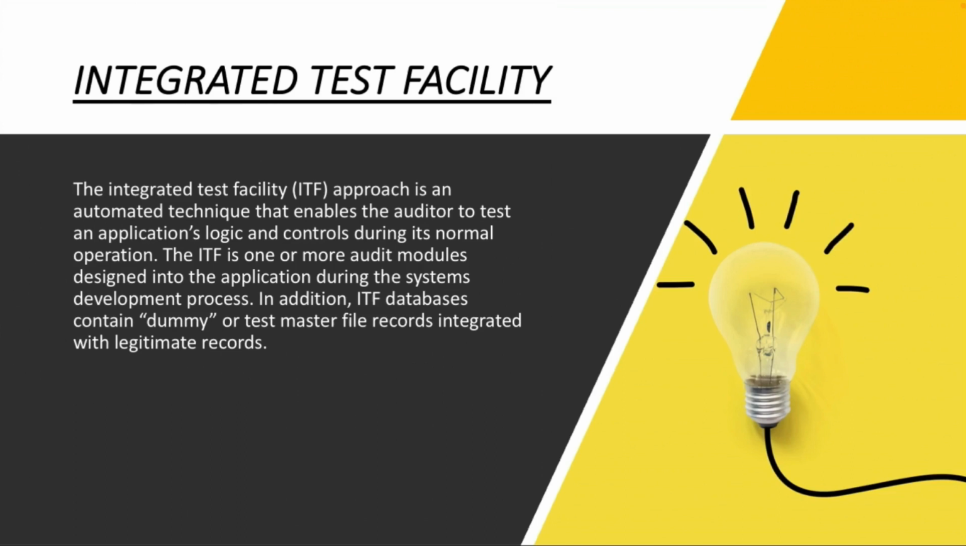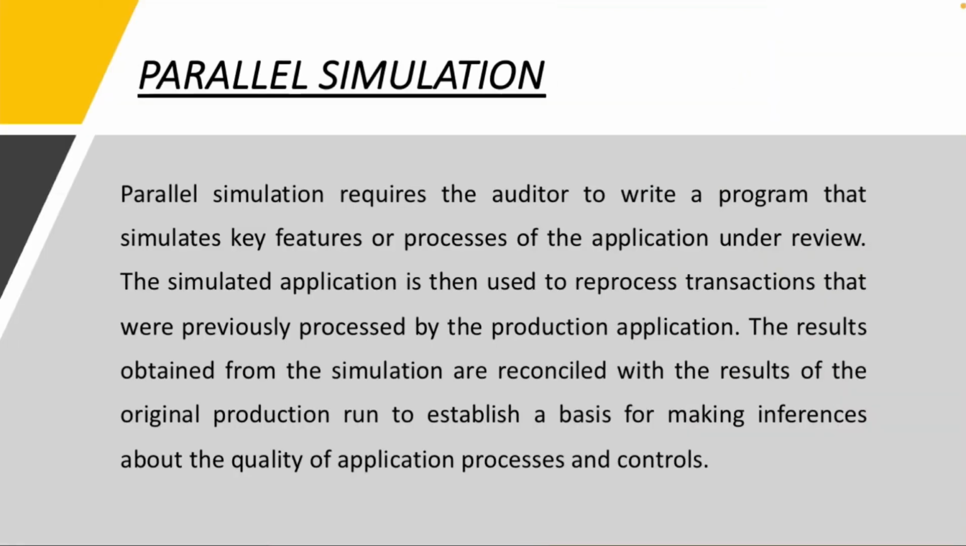Lastly, would be the parallel simulation. Parallel simulation requires the auditor to write a program that simulates key features or processes of the application under review. The simulated application is then used to reprocess transactions that were previously processed by the production application. The results obtained from the simulation are reconciled with the results of the original production run to establish a basis for making inferences about the quality of application processes and controls.